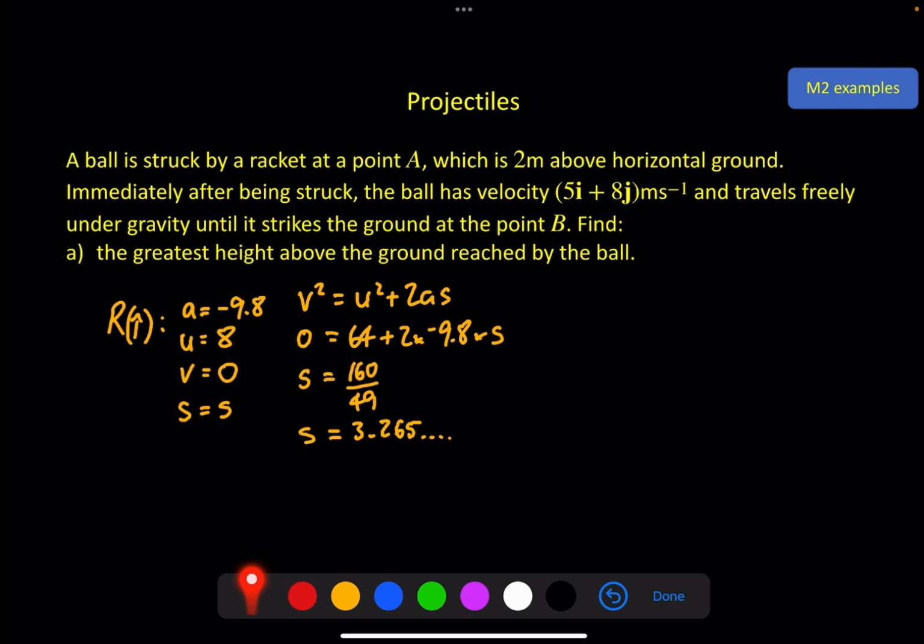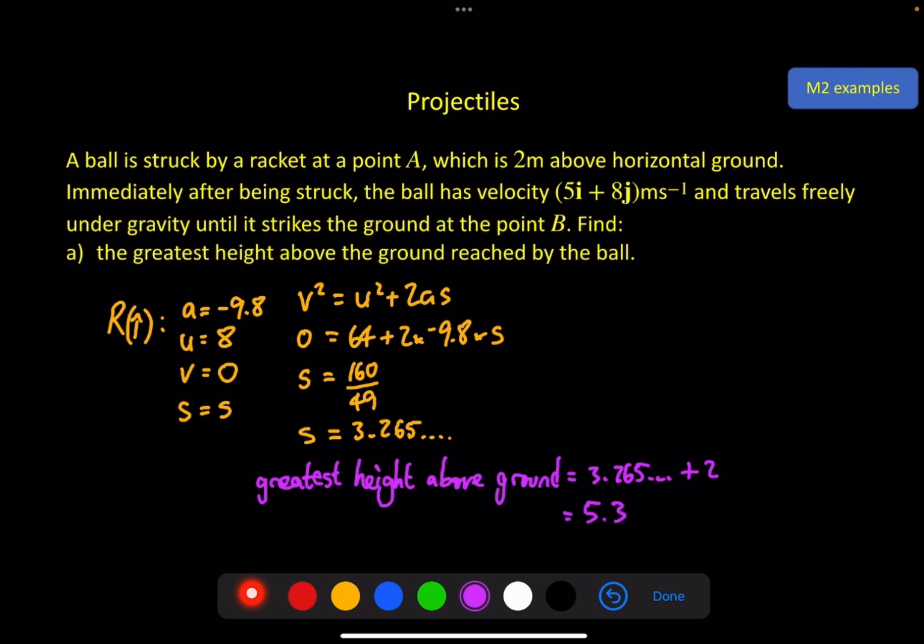To make that clear, I'll make a little statement here. Greatest height above ground, or the ground if I wasn't being so lazy, is 3.265... plus 2 equals 5.3 meters. Two significant figures. For the reason mentioned previously, we've used 9.8 in the calculation. So 5.3 to two significant figures is the answer for part A.